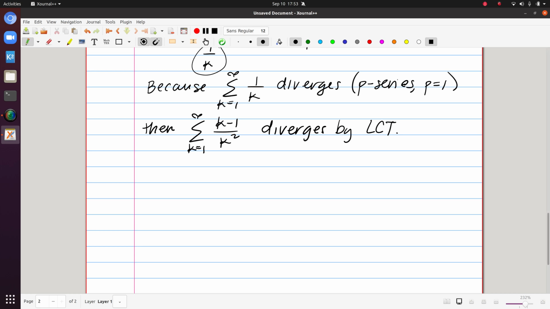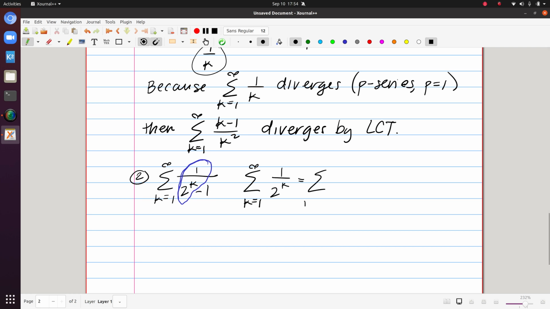Okay, another example is the sum from k equals 1 to infinity of 1 over 2 to the k minus 1. So if I saw this series, I would notice that it almost looks like a p-series, right? Not a p-series, importantly a geometric series. And that's coming from what I'm circling right here. So my first instinct would be to compare this directly to 1 over 2 to the k, which we can see is 1/2 to the k.